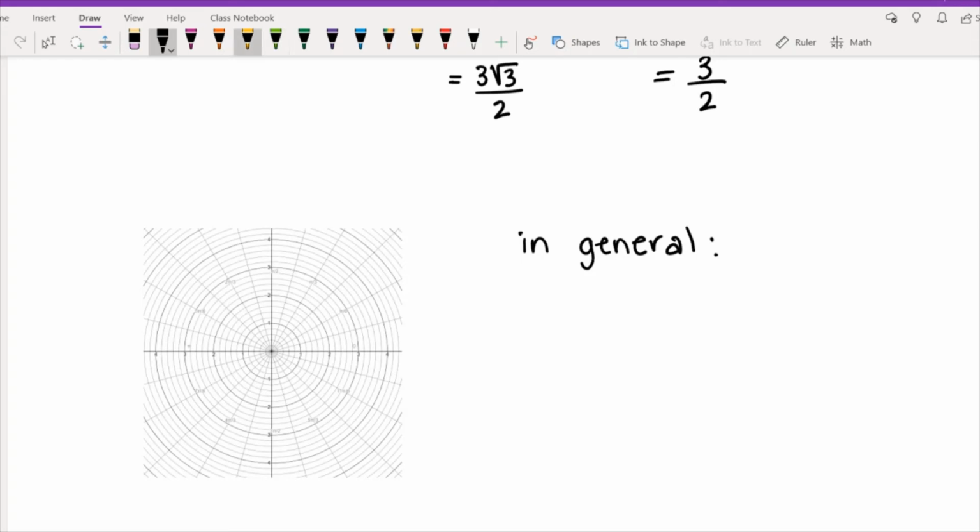if you have a point that you're trying to translate from polar to rectangular, so you have your angle theta, and you have this distance r. So basically what we just said is that the x coordinate is going to be equal to r times cosine of theta. And the y coordinate is going to be equal to r times sine of theta.